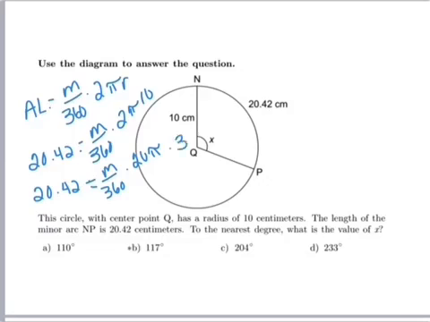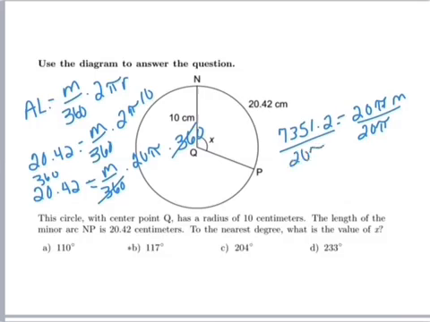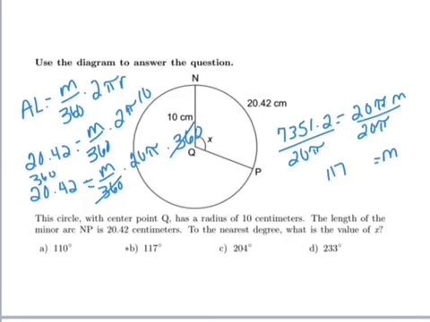Now you could go ahead and simplify the 20 and the 360 and reduce that. I know most of you probably wouldn't do that, so I'm going to go ahead and multiply by 360, and that'll eliminate that fraction for me. So if I take 20.42 and multiply by 360, I get 7351.2, and that equals 20 pi times m. But then I'm going to divide both sides by 20 pi to get m by itself. So if I take 7351.2 and divide by 20 pi, I get 116.99, which tells me that my angle is about 117 degrees.